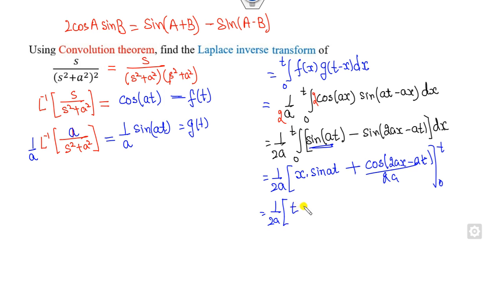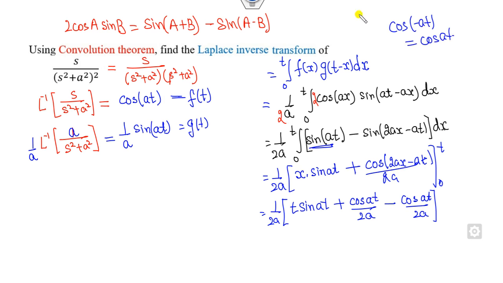So now you can substitute this value. It is my t times sine of at plus 2at minus at is a cos of at, minus, when you substitute 0, it is my cos of at upon 2a, because cos of minus at is my plus cos at. Now you can see this will be cancelled out. So the right answer is t sine at over 2a.